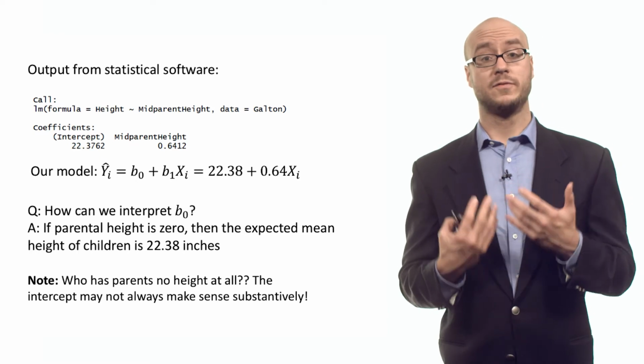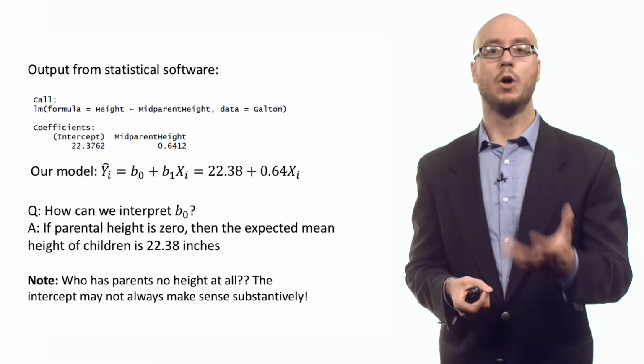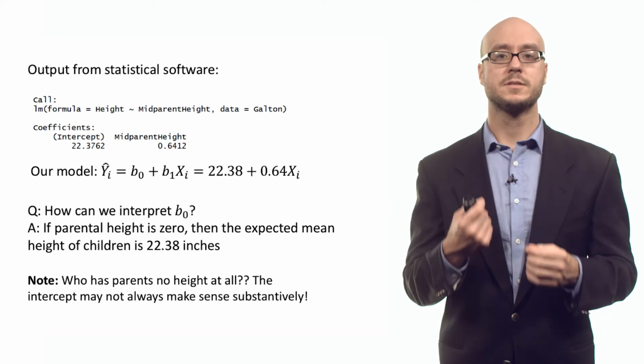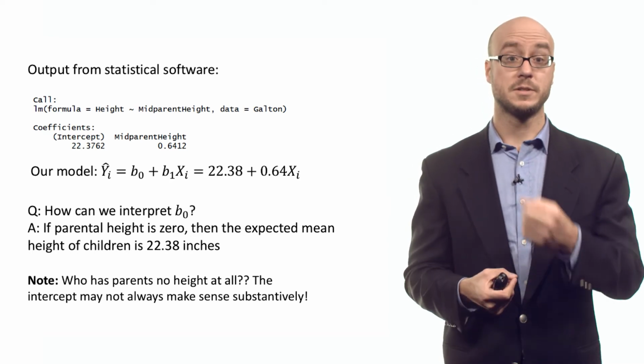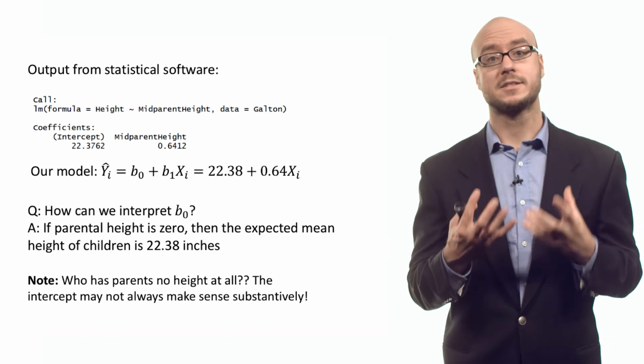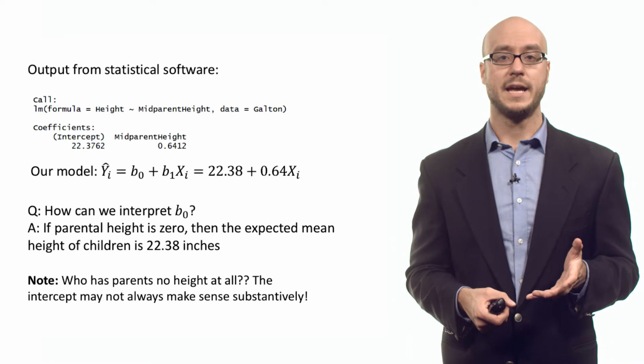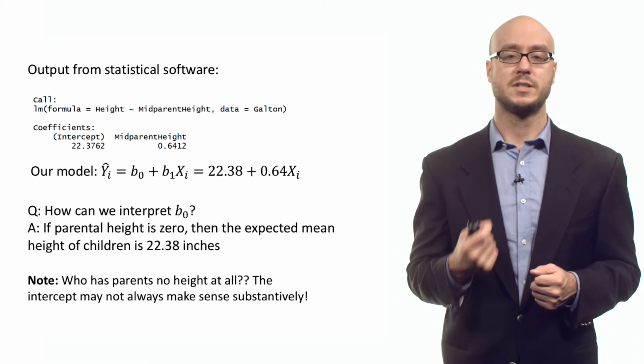So we have this output from statistical software, and we get these coefficients, these values of the intercept and slope. These are the least squares values for the intercept and slope. And we can see by minimizing the sum of the squared errors, we get an intercept of 22.38, and we get a slope of 0.64.